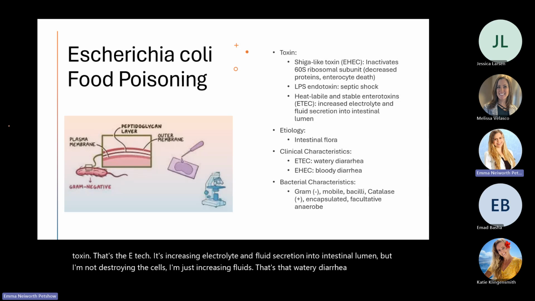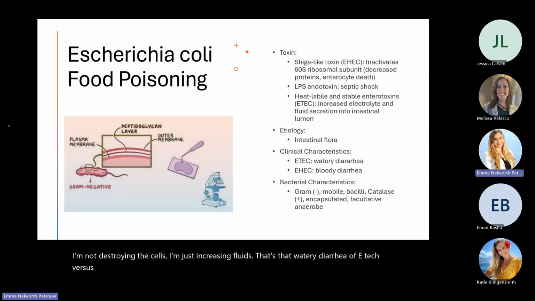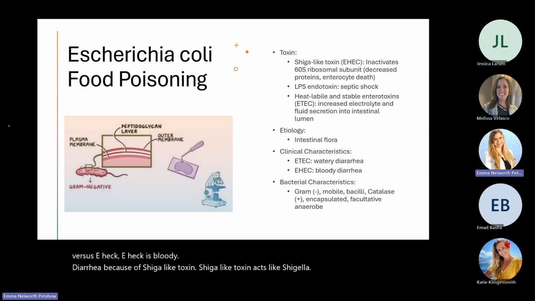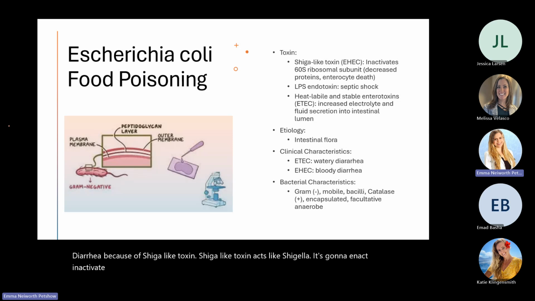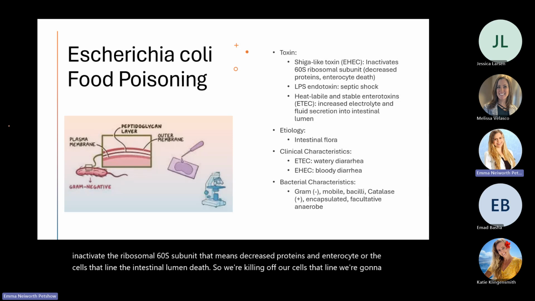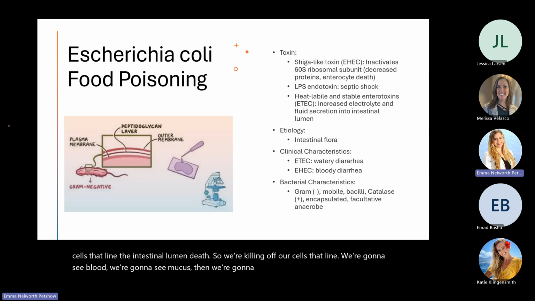Versus EHEC, EHEC is bloody diarrhea because of Shiga-like toxin. Shiga-like toxin acts like Shigella. It's going to inactivate the ribosomal 60S subunit. That means decreased proteins and enterocyte, or the cells that line the intestinal lumen, death. So we're killing off the cells that line. We're going to see blood. We're going to see mucus then. We're going to see inflammation. That's our EHEC.